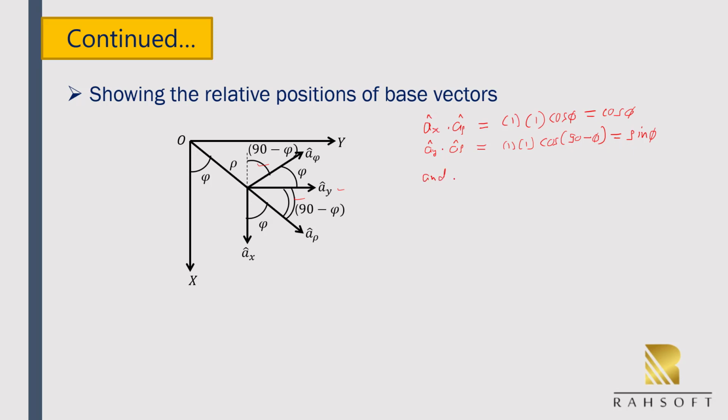And now az, unit vector az dot unit vector a rho, which is equal to cos 90, which is equal to 0, because here we are just taking the dot product of unit vector az and a rho, and this angle is 90 degrees, so you will get cos 90, and it is equal to 0.